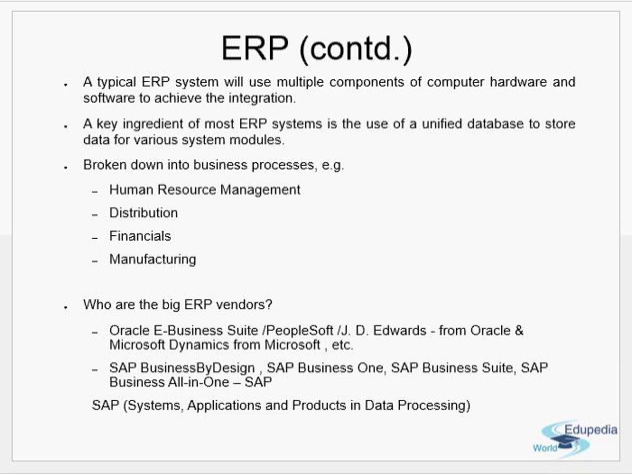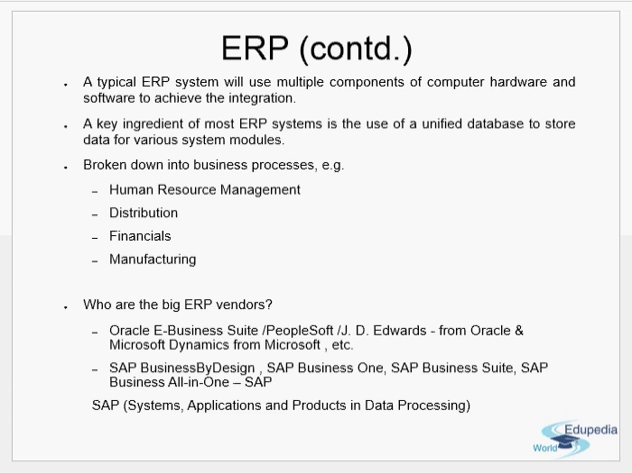Now, who are the big ERP vendors? We have understood what an ERP system is. It's a software which is built to manage all the business processes in a firm, and it needs to have a database at the back end. The software retrieves the data from the database, manipulates it and gives an output. So that is an ERP system. Now, who are these ERP vendors?